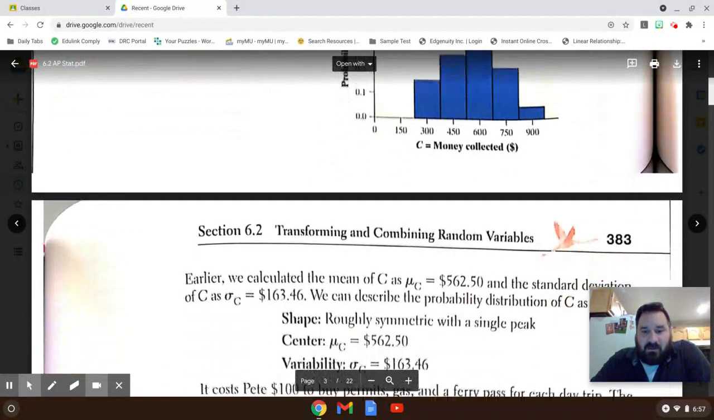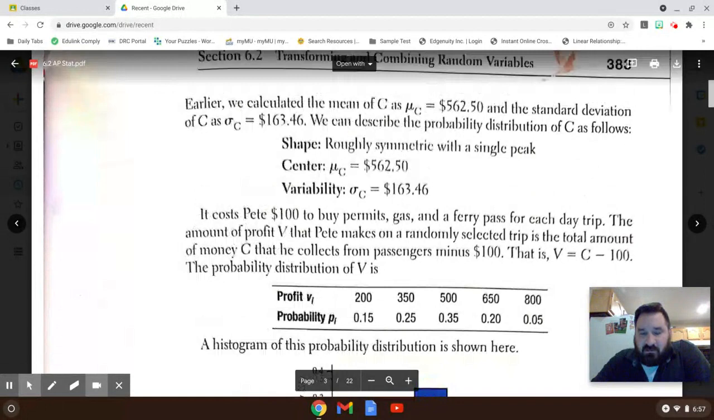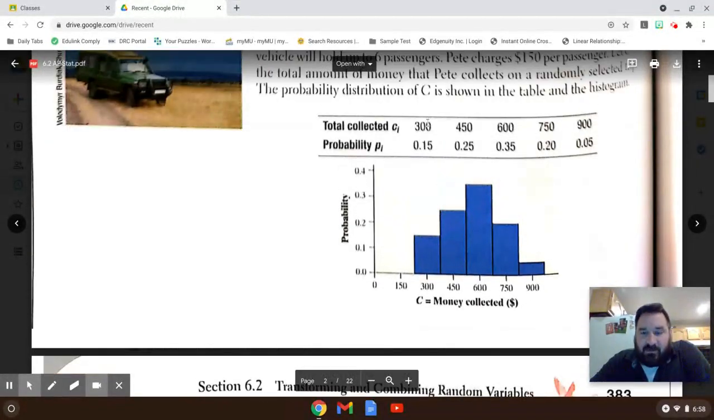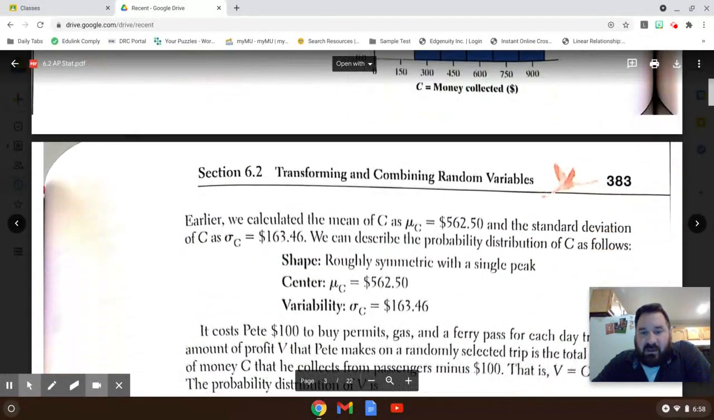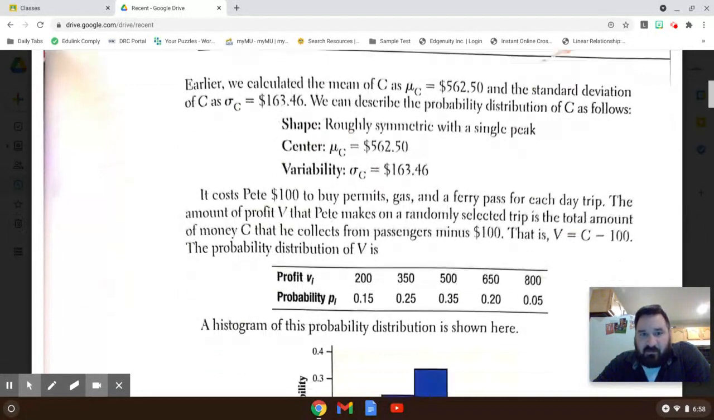We're going to transform it. And again, we can get an average and everything. So if you wanted the average of this distribution, multiply each random variable up here by its probability. So multiply, add all that up. That's your average. Standard deviation is a little more complex, but like I said, it's very unlikely you'll have to find standard deviation. And you can look back in section 6.1 if you need to know how to do that. But here it just gives it to us. So the average is $562.50 with a standard deviation of $163.46.